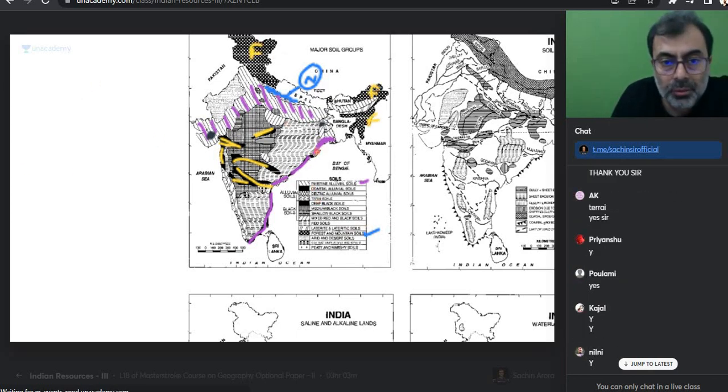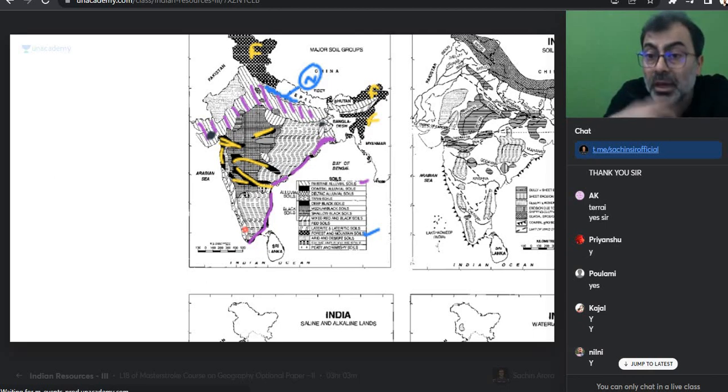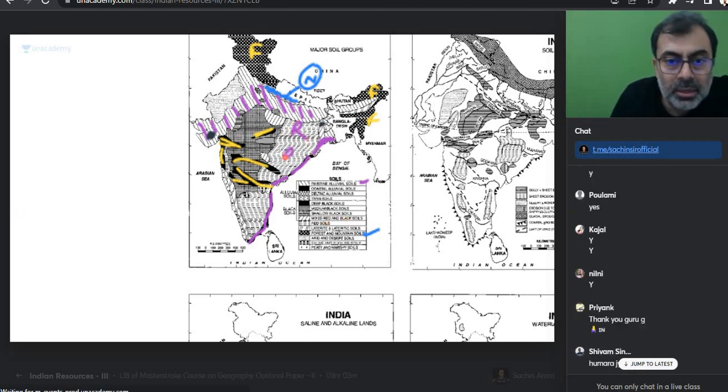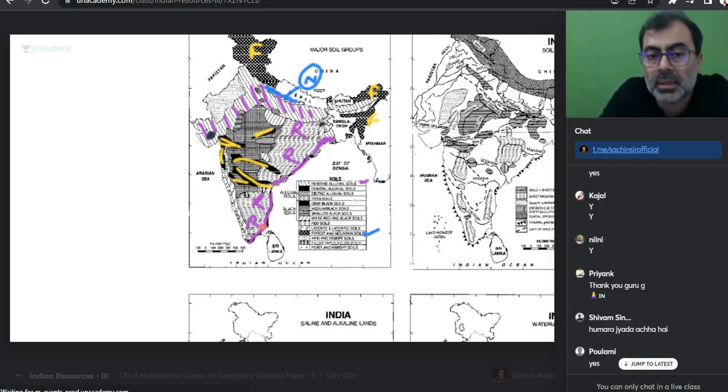Forest. See, नीचे का इन्होंने बनाया भी नहीं. We have made more. After that is क्या ये? Shallow black soil. Mixed red and black. And can you see red soil? Everyone, all this is red. Can you see red soil encircles the black soil?